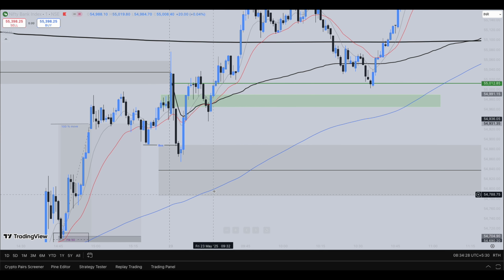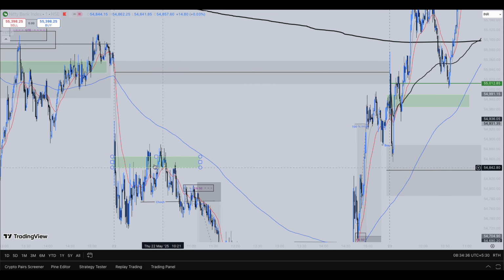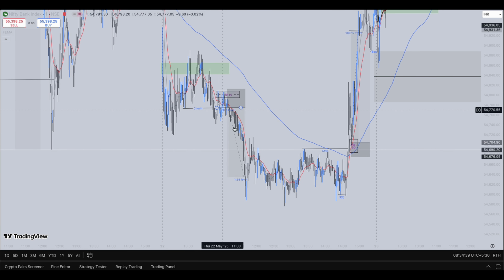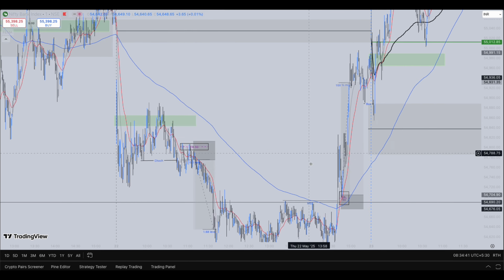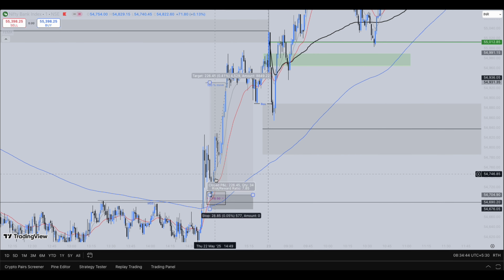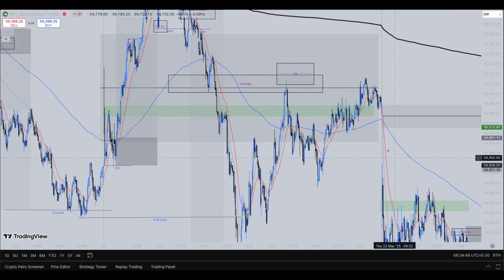Whenever the 200 moving average is below, guys, and the price is trading above the 200 moving average, always look for long positions. So you can see short positions over here, and since the market is overextended, you could have taken a long position. But definitely after this market structure shift, the market is trading above the 200 moving average. That's where you could have taken a long position over here.